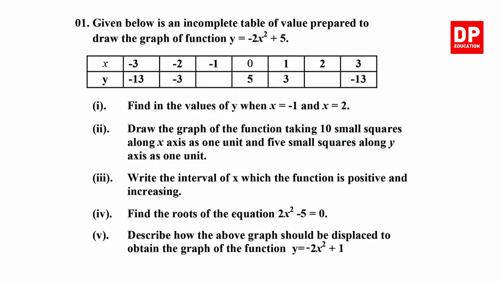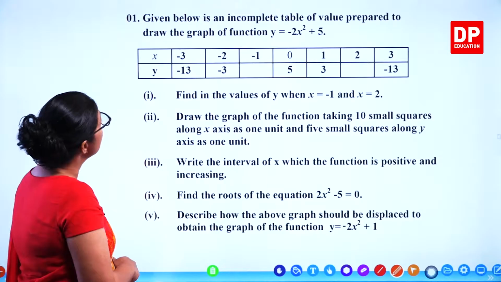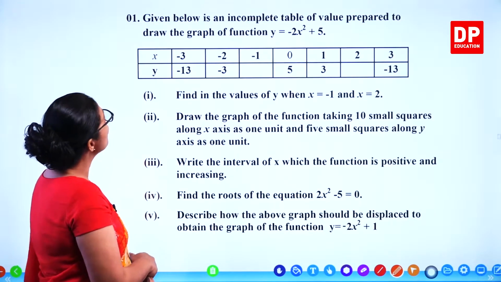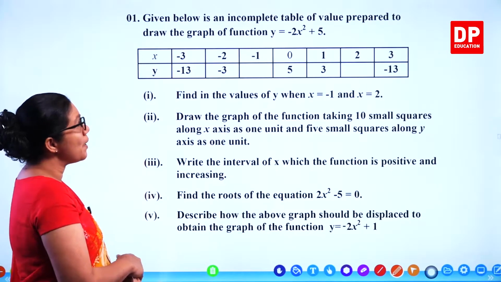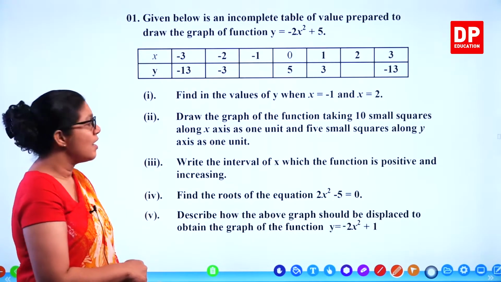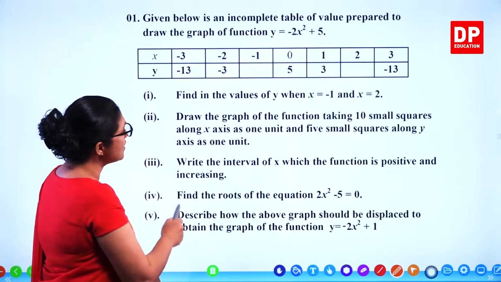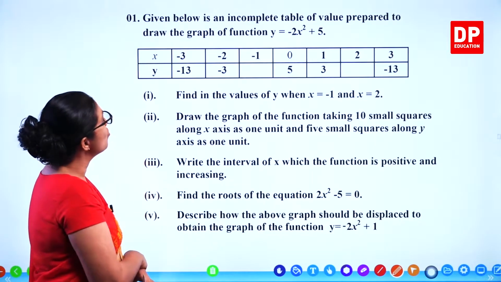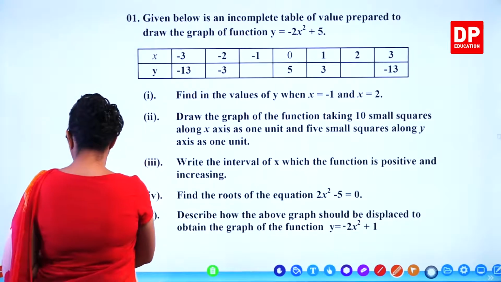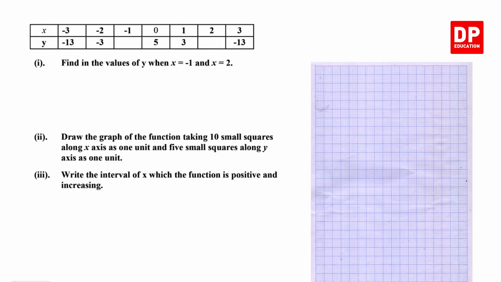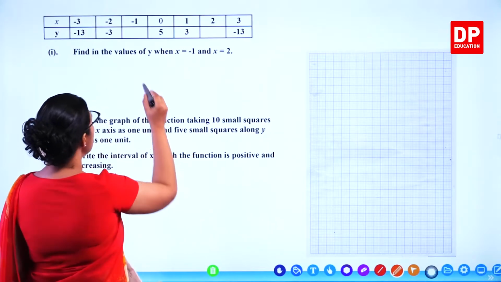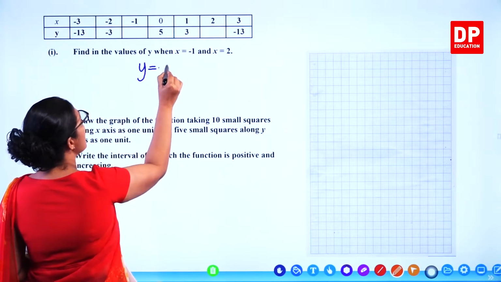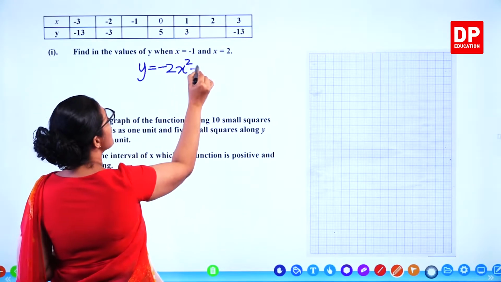Let's take question number 1. This is about a quadratic graph. You have to draw the graph of the function y equals minus 2x squared plus 5 and then answer the following questions. Let's do this question. Find the values of y when x equals minus 1 and x equals 2. What's the equation? y equals minus 2x squared plus 5.